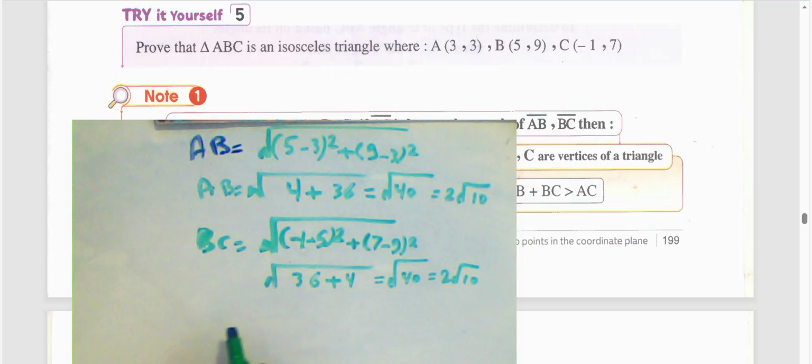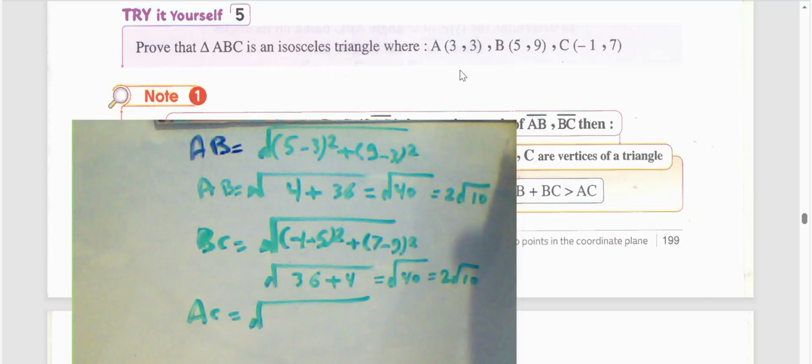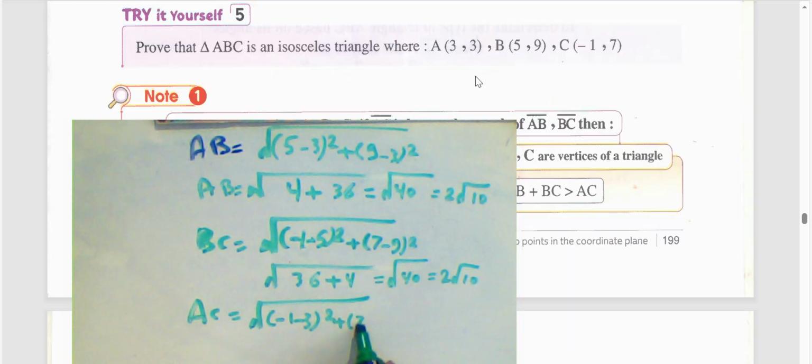And the last one, AC. A and C, we have (-1 minus 3) all power 2 and (7 minus 3) all power 2. -1 minus 3 is -4, power 2 is 16. And 7 minus 3 is 4, 4 power 2 is 16. 16 times 2, it will be 4 root 2 length units.